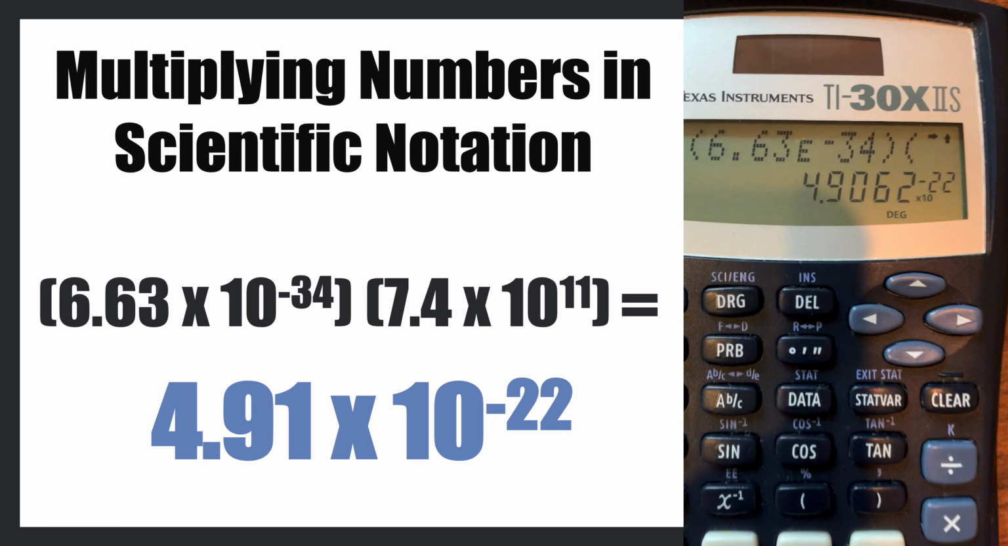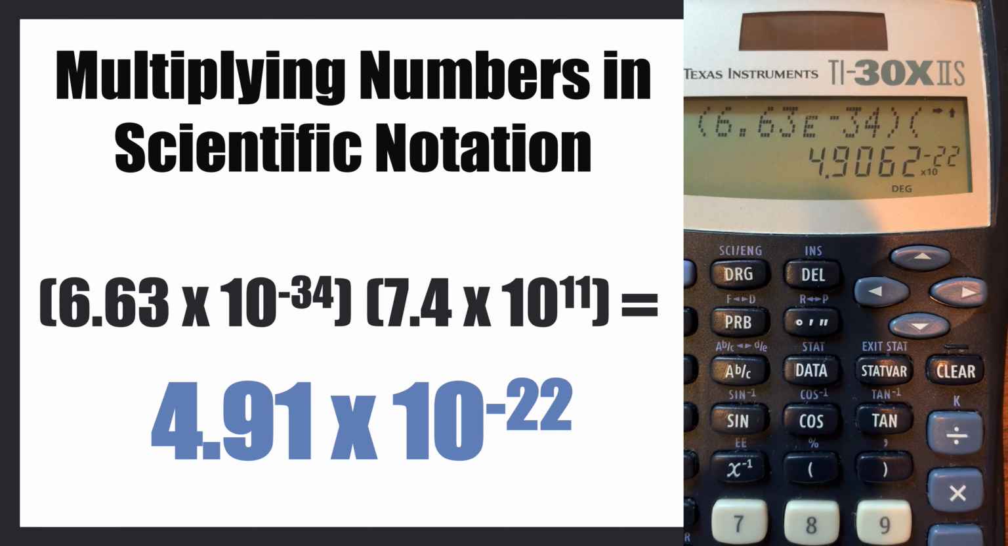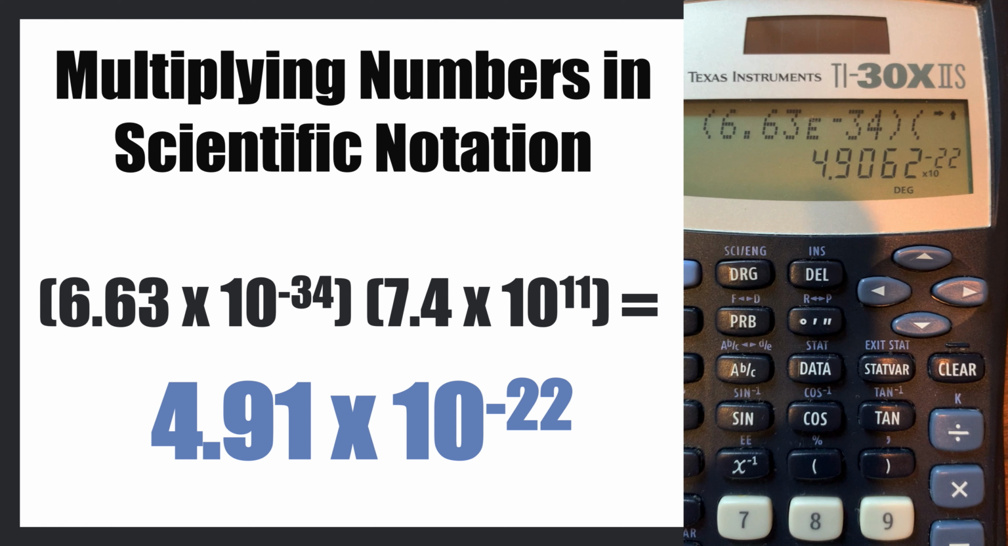I would take that answer and round it 2 places after the decimal point to get 4.91 times 10 to the negative 22. Make sure if the exponent has a negative that you write that negative next to it. If you leave that negative off, it's not the same answer.